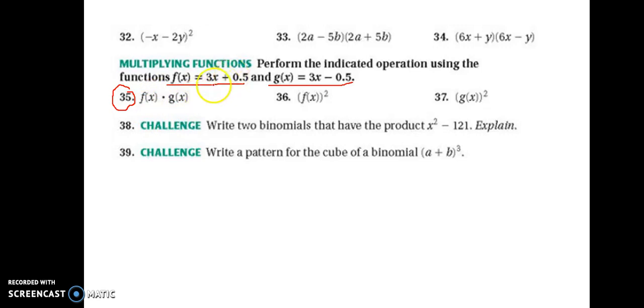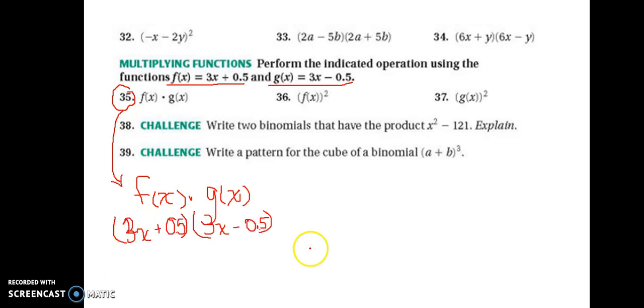But they tell us that f of x equals 3x plus 0.5 and g of x equals 3x minus 0.5. So if I come down here and I'm going to multiply the functions, I wrote f of x times g of x. I'm going to substitute what f of x actually equals. So f of x is 3x plus 0.5 and g of x is 3x minus 0.5. So now I've just substituted in the values I know, and what you would do from here is actually multiply. You could use FOIL or whatever method to multiply these two binomials and get a final answer. So pause the video and do that now.